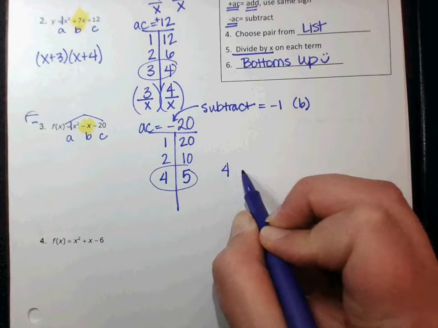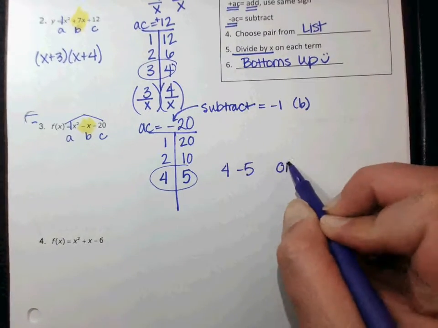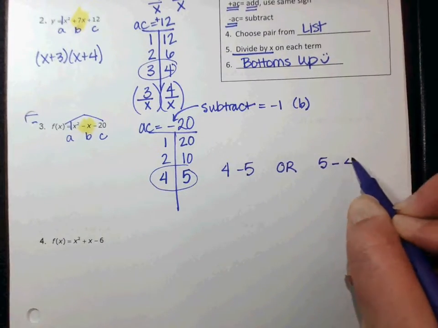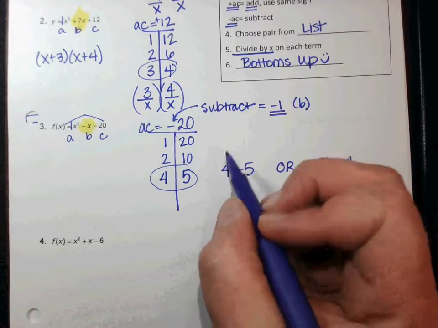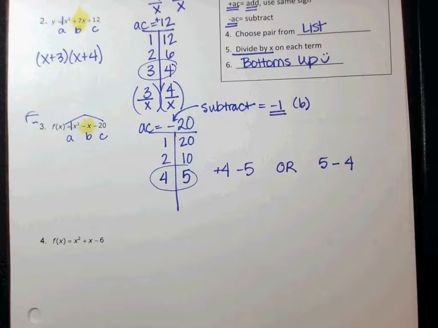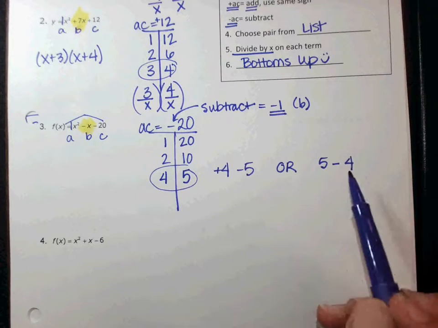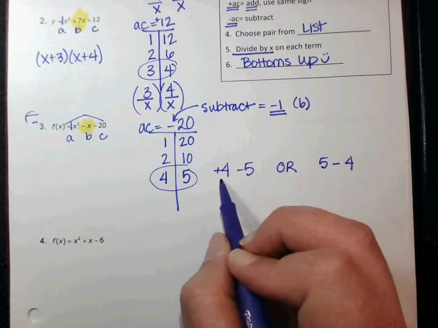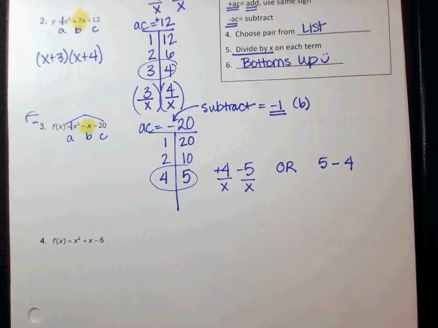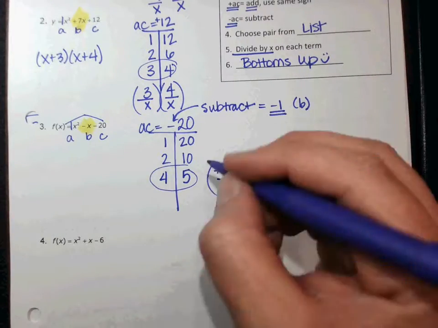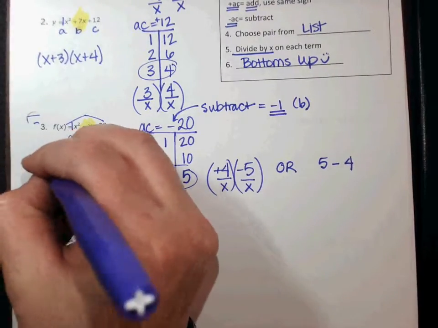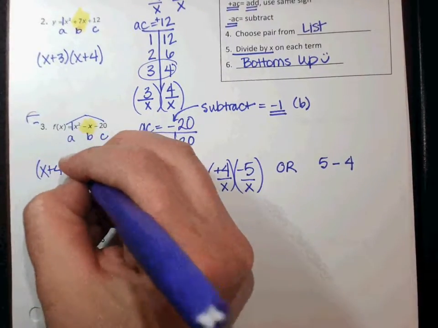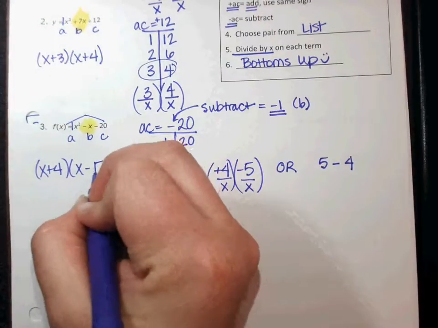But then I have to pick. Do I want to do 4 minus 5, or do I want to do 5 minus 4? Remember, I want to get a negative 1 in the middle. 4 minus 5. Positive 4 and minus 5. Now, if I wanted positive 1, I'd pick the other pair. Then divide them both by x and write your factors. What is my first factor? x plus 4. Bottoms up. What about this one? x minus 1. Oh wait, sorry. I meant 5.